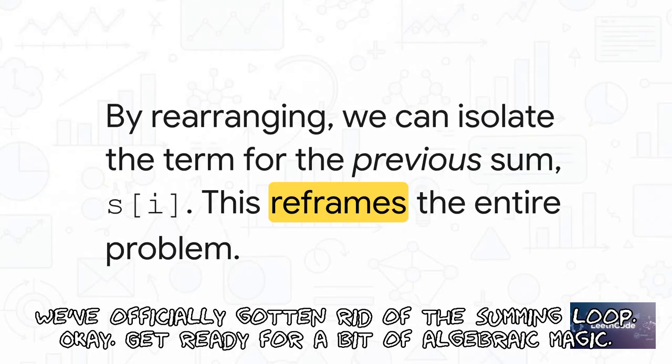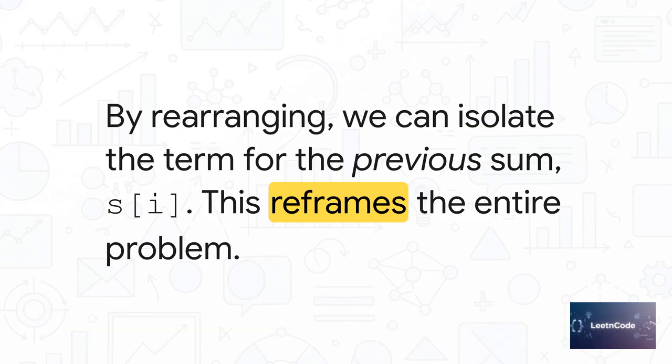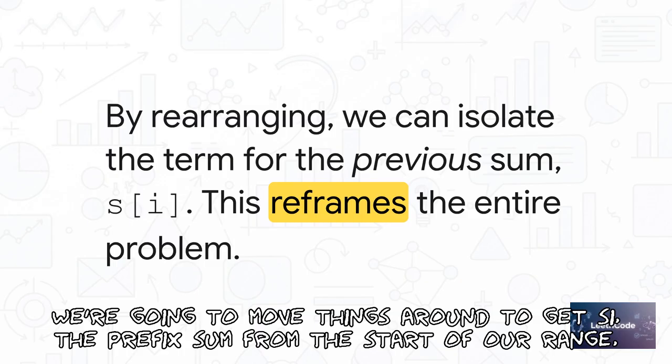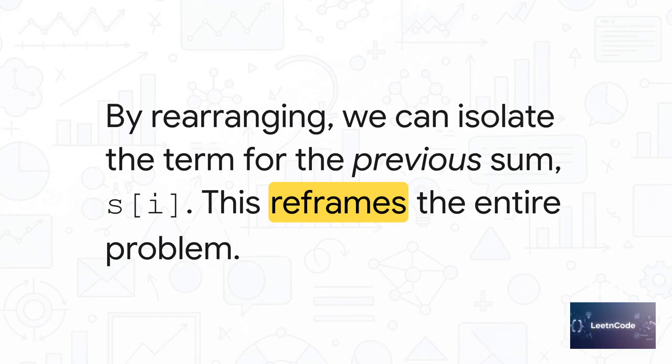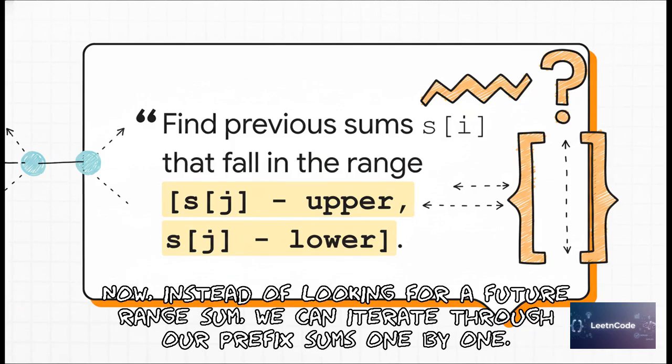Okay, get ready for a bit of algebraic magic. Seriously, it's just a little rearranging, but it completely changes how we look at the problem. We're going to move things around to get S of i, the prefix sum from the start of our range, all by itself. And boom, look at that. We've completely flipped the problem on its head. Now, instead of looking for a future range sum, we can iterate through our prefix sums one by one.